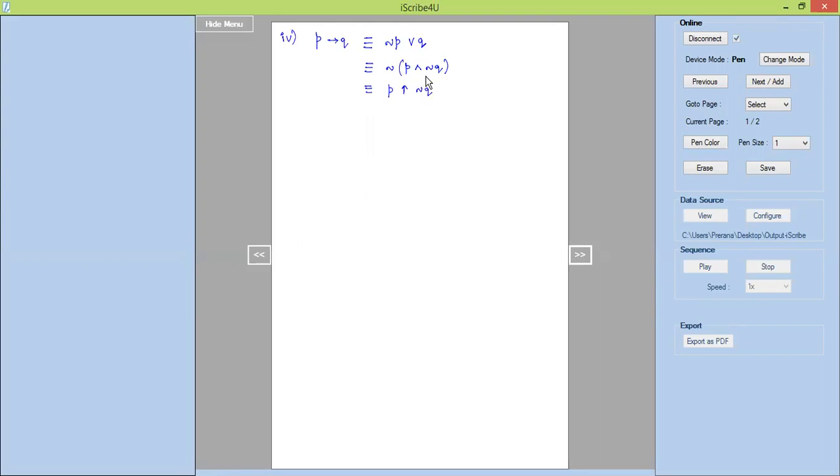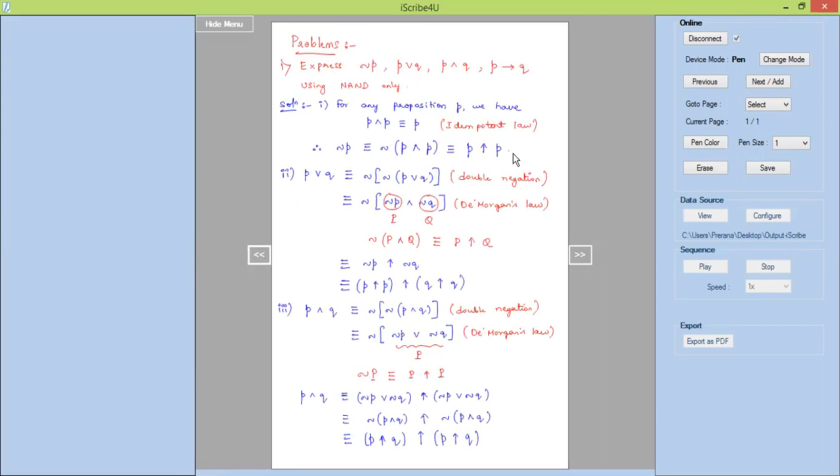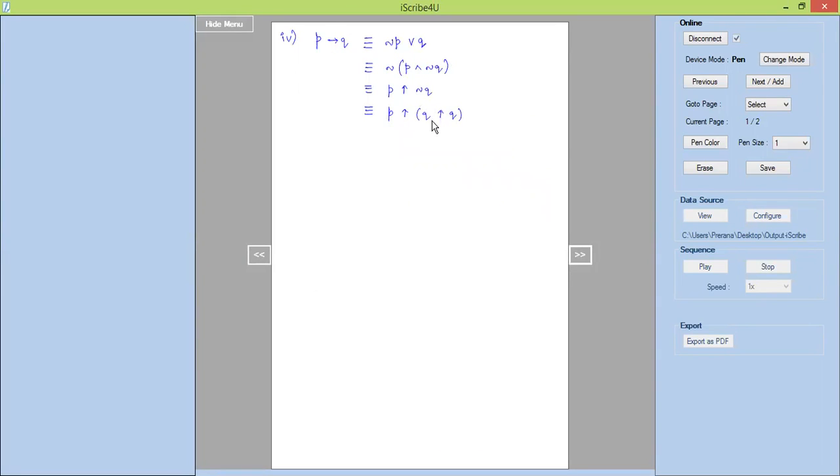So 'not' and 'AND' can be replaced by the NAND symbol. So P NAND negation Q. Now P NAND negation Q can be written as P NAND (Q NAND Q). Using the first part of the problem, we learned that we can write negation P as P NAND P. In the same manner, we can write negation Q as Q NAND Q. So again we observe the entire expression is with respect to the NAND connective only.